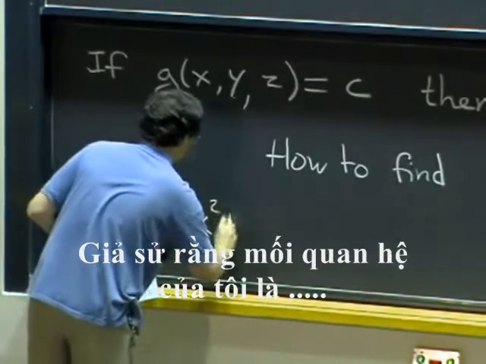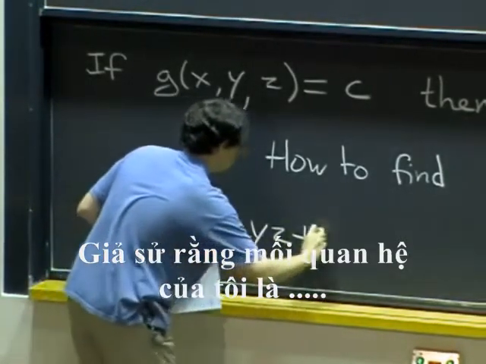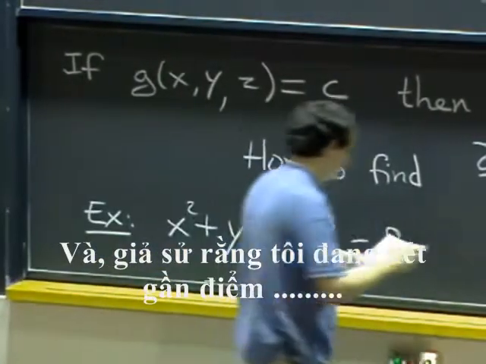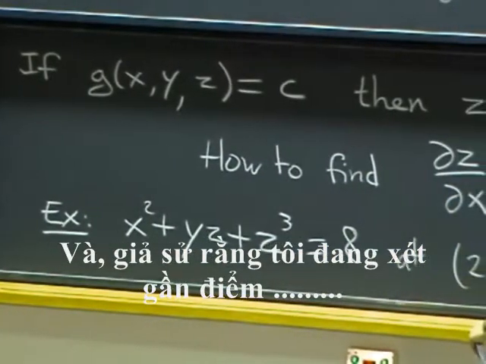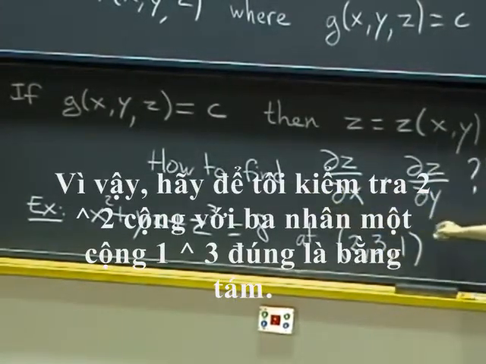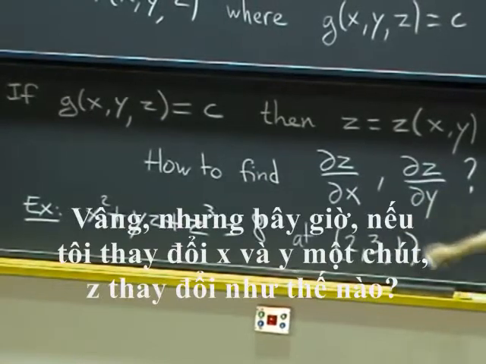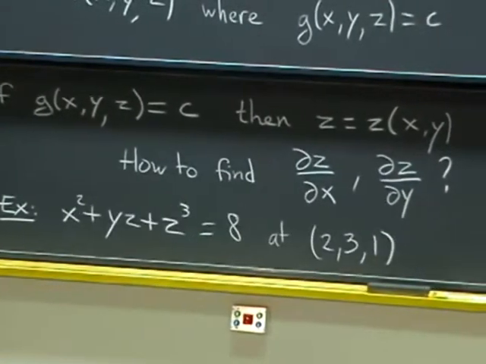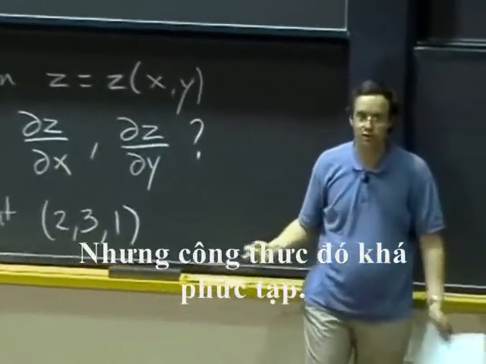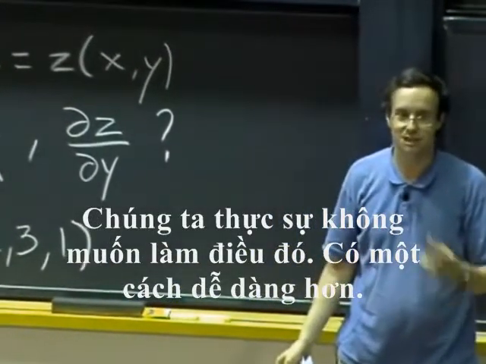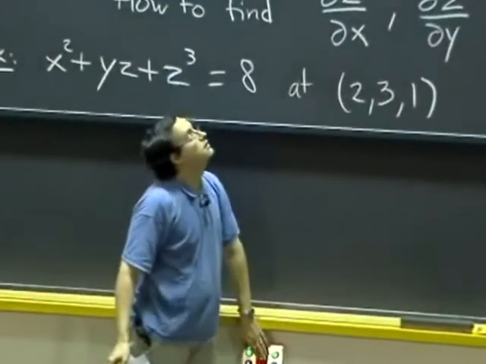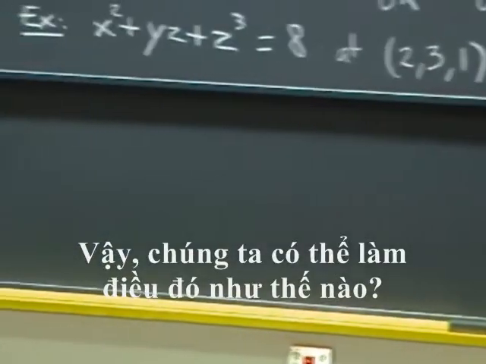Let's say that my relation is x squared plus yz plus z cubed equals 8. And let's say that I'm looking near the point xyz equals 2, 3, 1. So let me check. 2 squared plus 3 times 1 plus 1 cubed is indeed 8. Okay, but now if I change x and y a little bit, how does z change? Well, of course, I could solve for z in here. It's a cubic equation. There is actually a formula, but that formula is quite complicated. We actually don't want to do that. There's an easier way. So how can we do it?